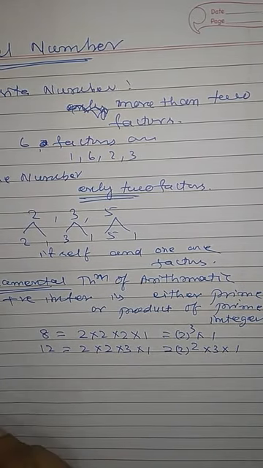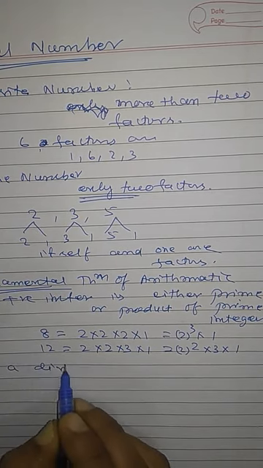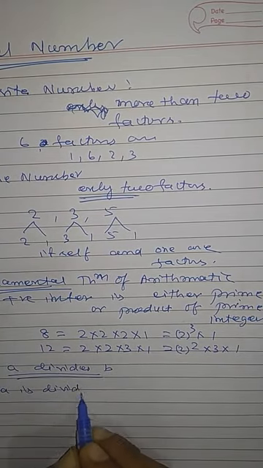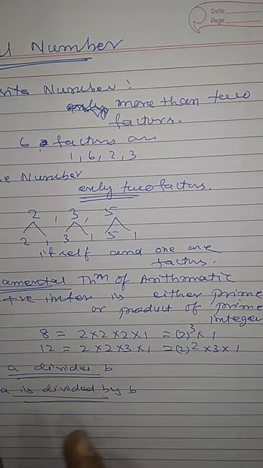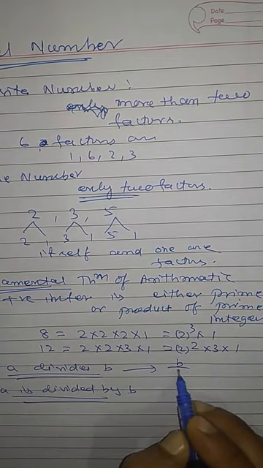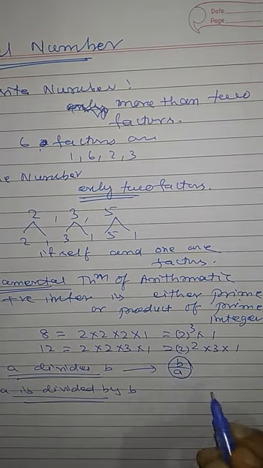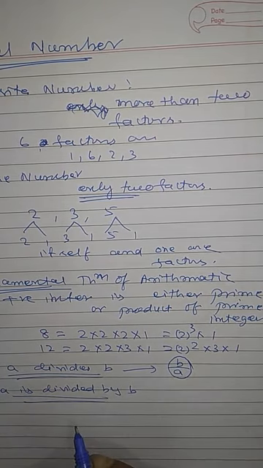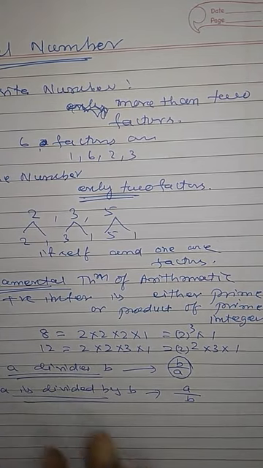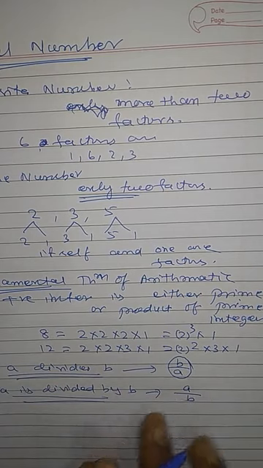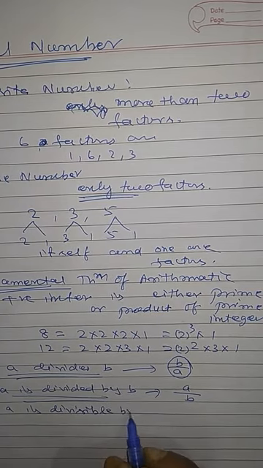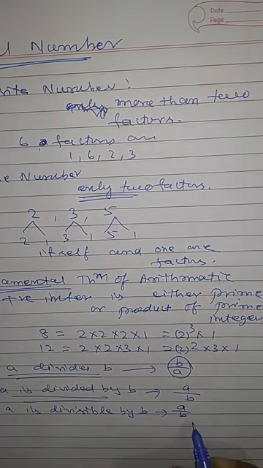Now, what is the meaning of A divides B? Another is, A is divided by B. Two terms are there. A divides B means B upon A, you will get a whole number. That means if you divide B by A, the remainder becomes 0. Now, A is divided by B means A upon B. Both are not the same, they are reciprocal. So A divides B is B by A, whereas A is divided by B, or A is divisible by B, means A upon B. In both cases, the remainder is 0.